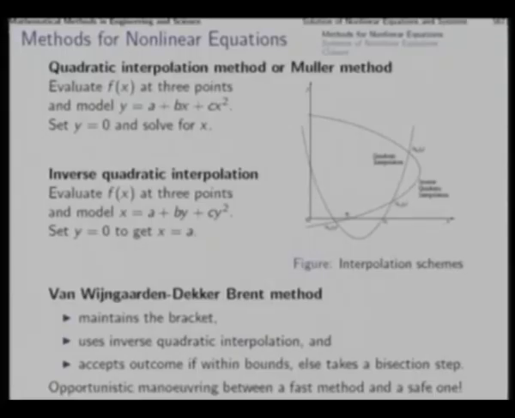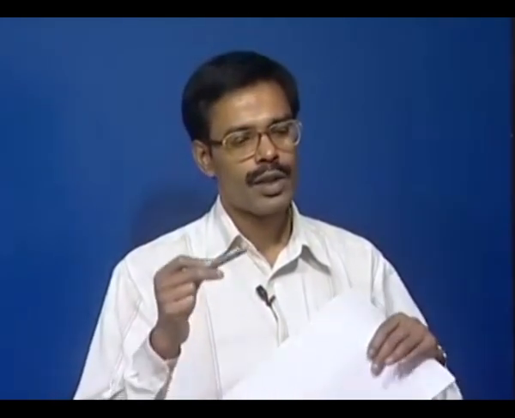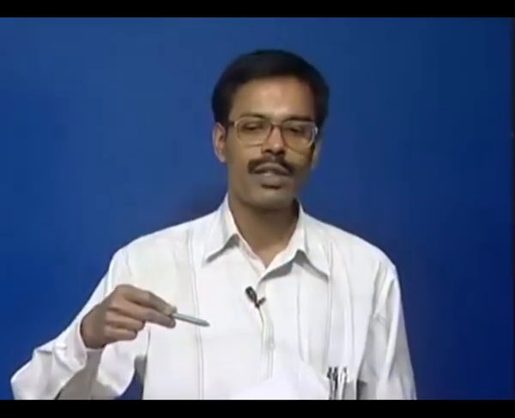First of all, it starts with a bracket. Out of the 3 points that we have in hand, the 3 points must fall on 2 sides of the solution. That is, at least in one of the points, the sign of the function must be opposite to what is the sign in the other 2 points. So, that bracket is always maintained. So, you never drop the solitary point on the other side, retaining all 3 points on one side of the root. You never do that in Brent's method. You always maintain the bracket.